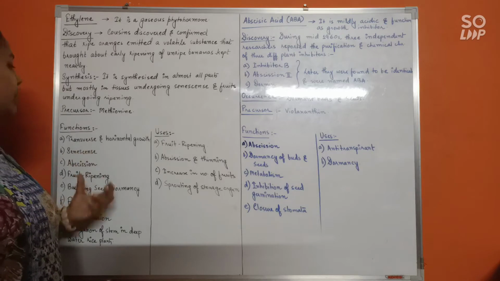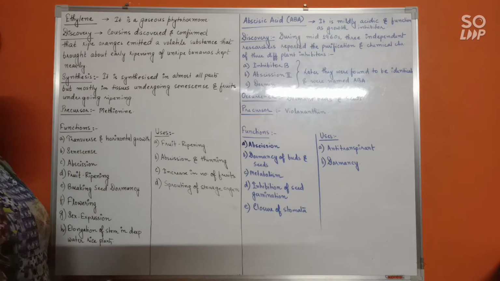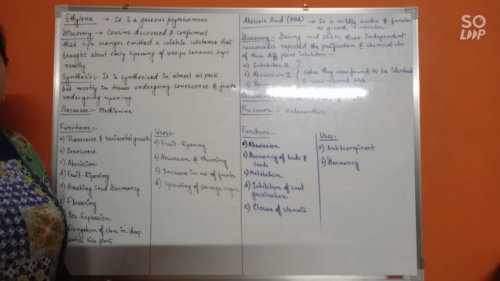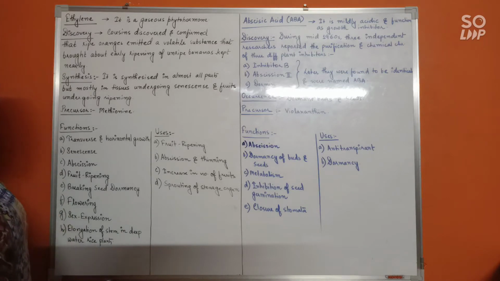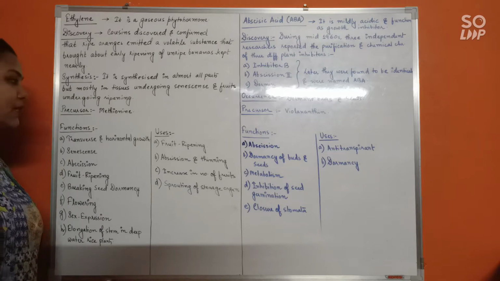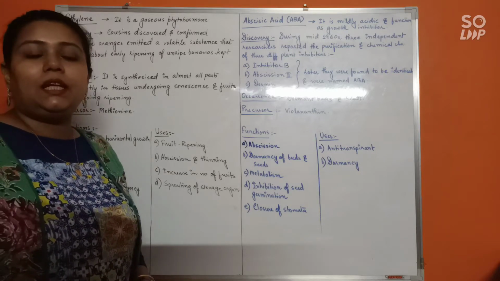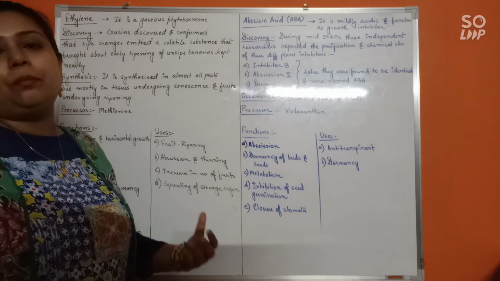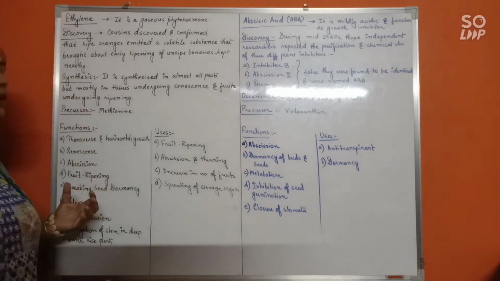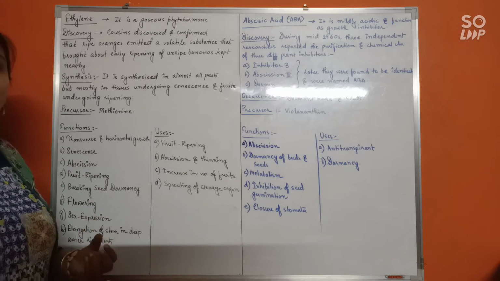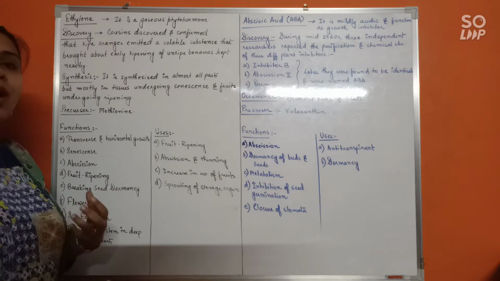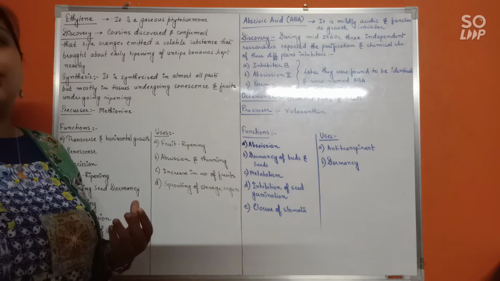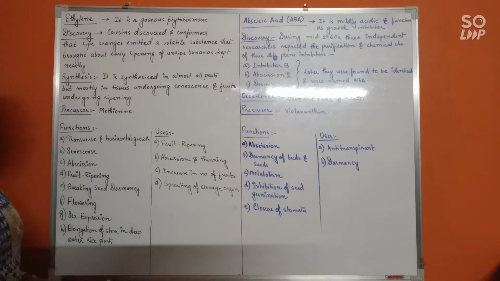Now finally, moving to the functions. There are many functions of ethylene. After all, it's a promoter as well as an inhibitor, so it has a long list of functions. Now, first is transverse and horizontal growth. As you know, gibberellin allows lengthwise growth of the plant, but in comparison to that, ethylene rather allows transverse growth of the seedlings. It will inhibit lengthwise growth but will promote transverse or horizontal growth in seedlings.